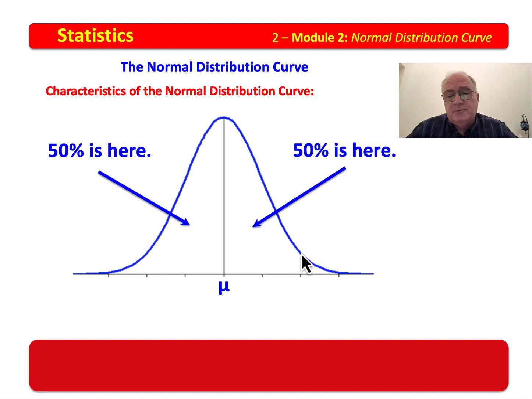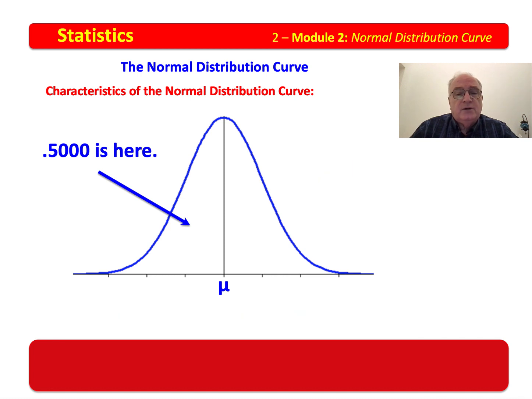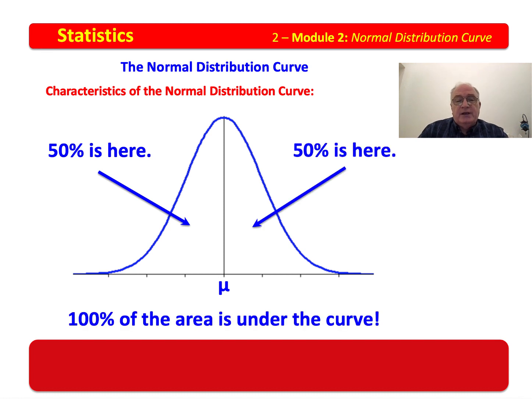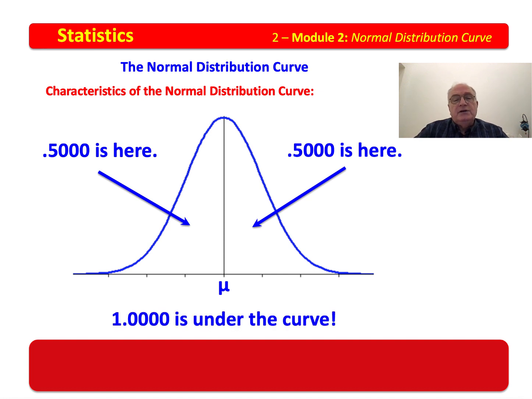Now remember that 100% of the area is under the curve with 50% on each side. Now here's a sneaky little change. If 50% is on that side, then 0.5000 is here, and 0.5000 of the area is here, and the entire area under the curve is 1. 100% is under the curve, so that means 100% is 1.0000. 50% is here, that means 0.5000. 50% is here, that means 0.5000.